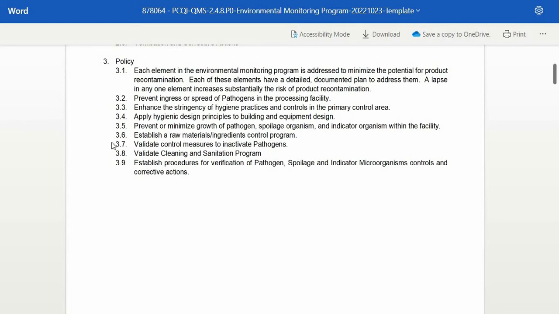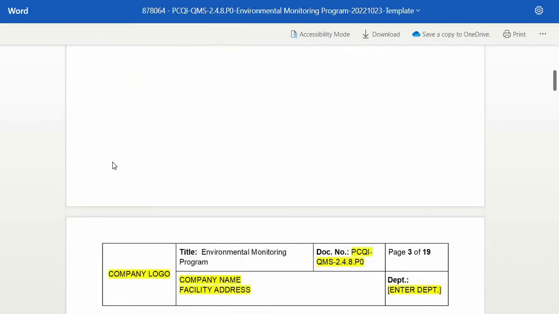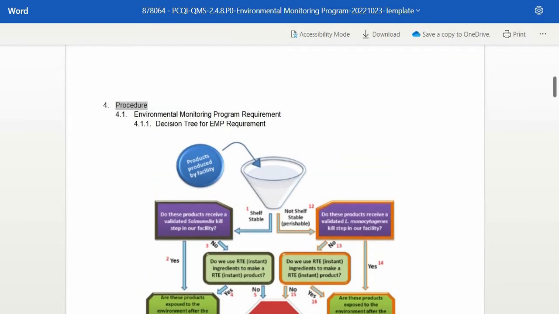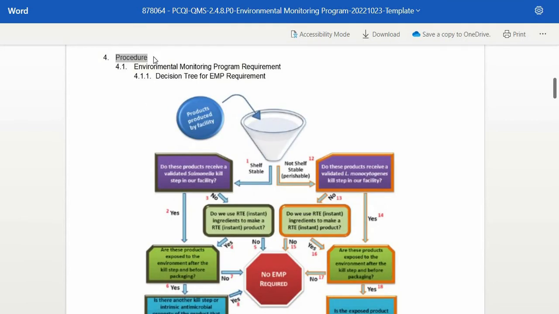Seventh, validate control measures to inactivate pathogens. Eighth, validate cleaning and sanitation program. And ninth, establish procedures for verification of pathogen, spoilage and indicator microorganisms controls, and corrective actions. The fourth component of the program is procedure. The procedure is the step-by-step process and the actual implementation of the policy.